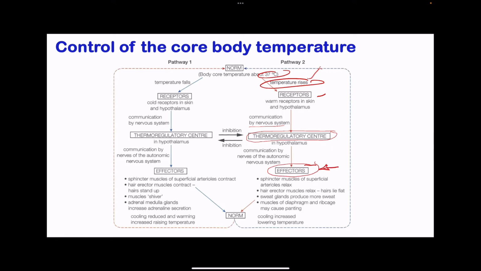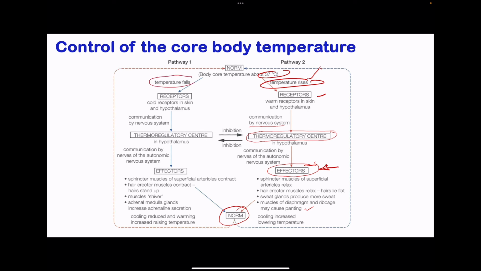So in the skin, the sphincter muscles of the superficial arteries will relax, the hair erector muscles will relax, so the hairs are going to lie flat, sweat glands will produce more sweat, muscles of the diaphragm and the rib cage may cause more panting. And these all are going to work at lowering the body temperature so that it can be returned to normal.